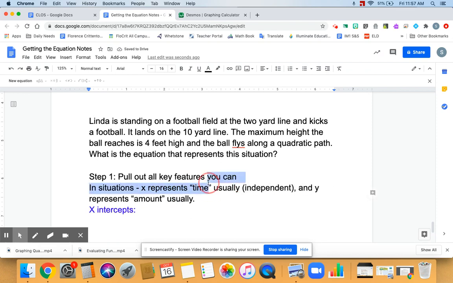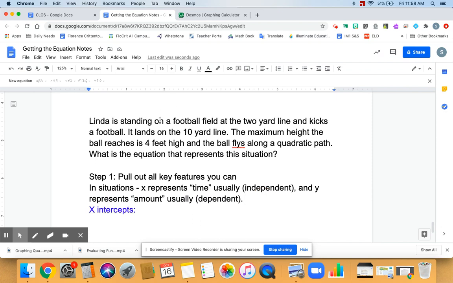Time just exists by itself, like hours go by, days go by. And y, the amount, is usually dependent on how much time has gone by. So like how much money you have depends on how many hours you work. So usually x would be the hours and y would be the amount of money you have. So let's talk about this situation we're in.